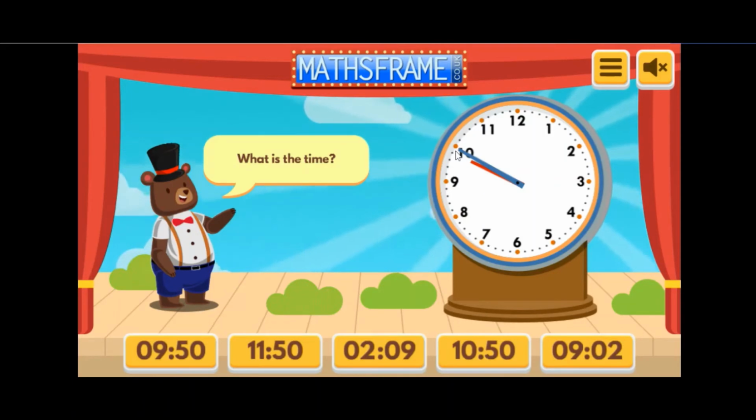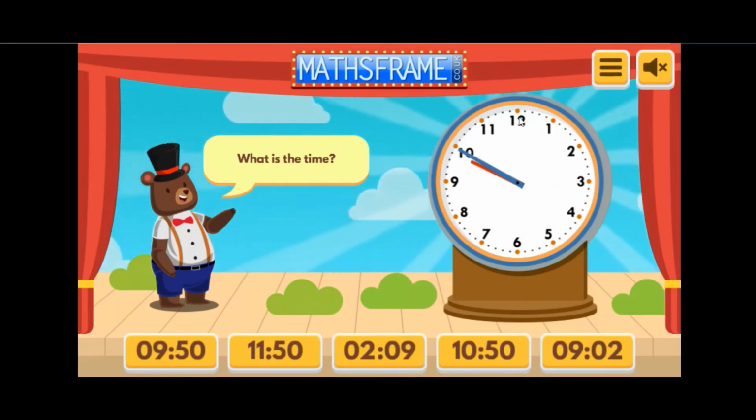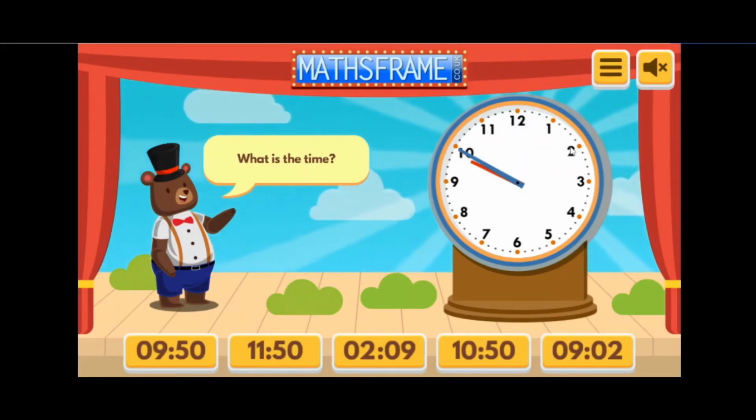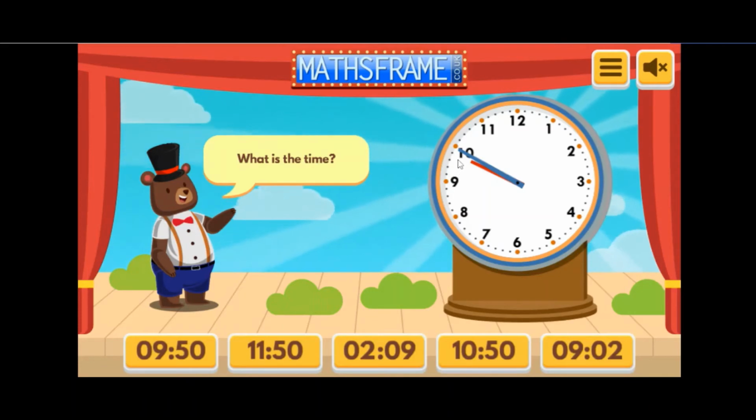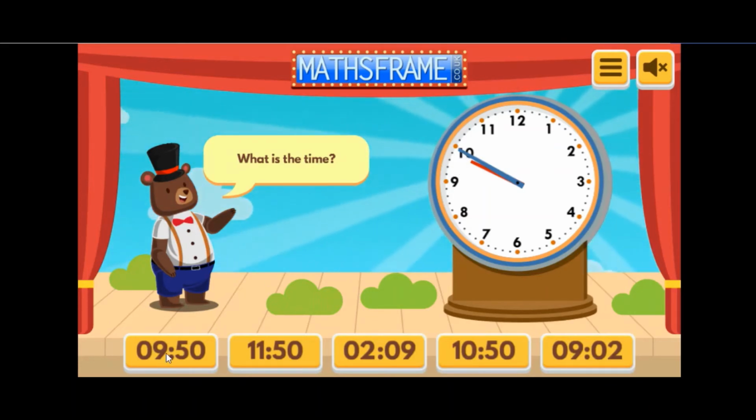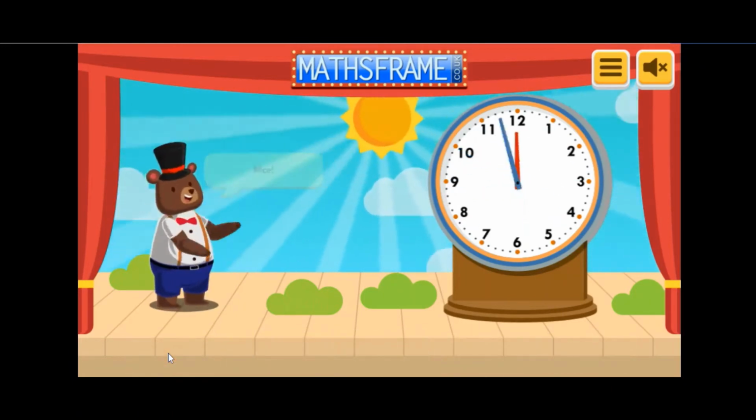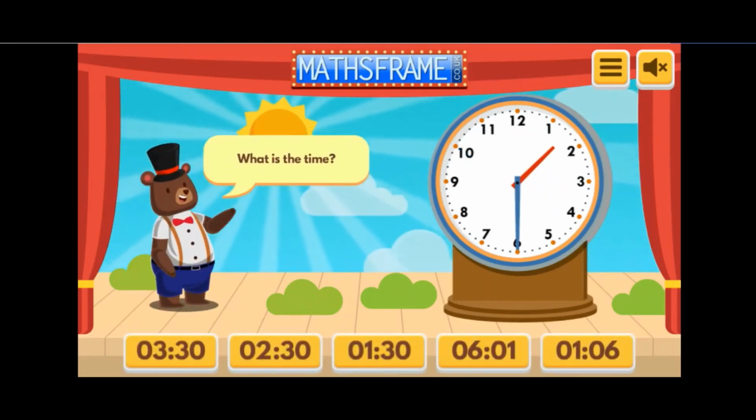The mighty minute hand is on the 10. 10 times 5 is 50. Let's check that from the 12. 5, 10, 15, 20, 25, 30, 35, 40, 45, 50. So it is 9:50, nearly 10 o'clock, but not quite. Now you have a go at this one. Pause if you need to, and I'll count to 5.